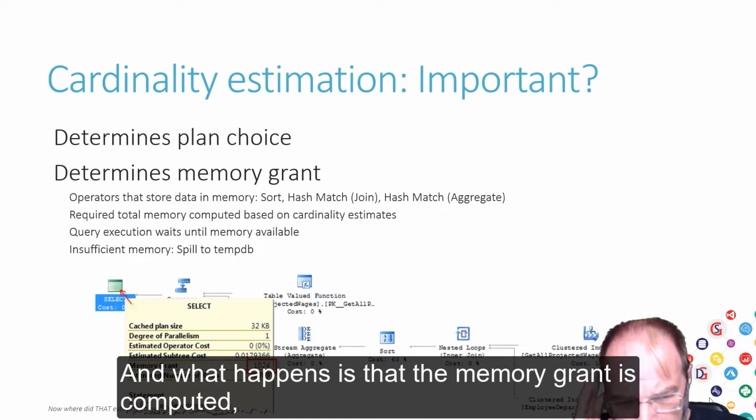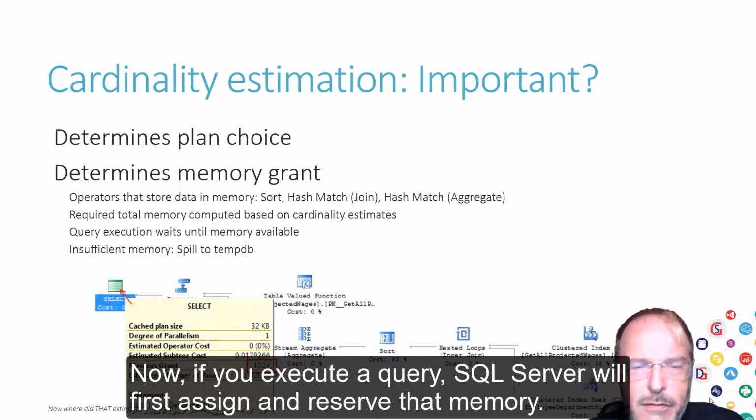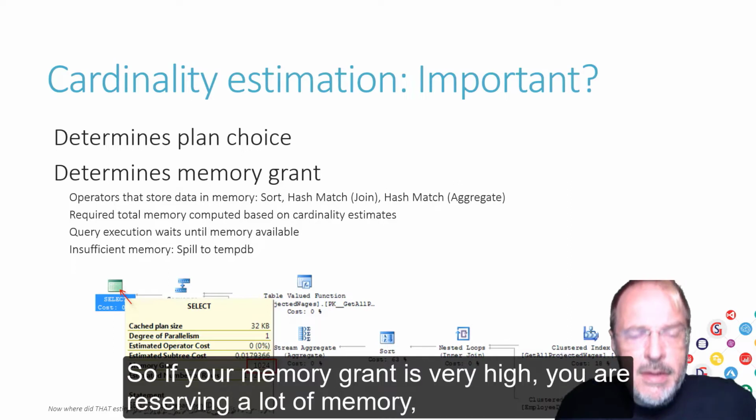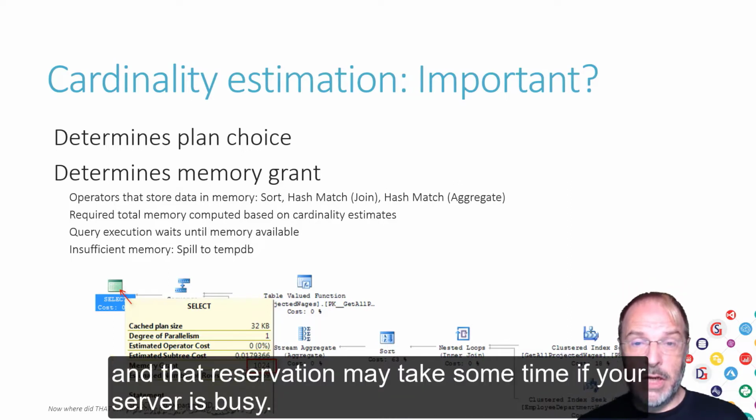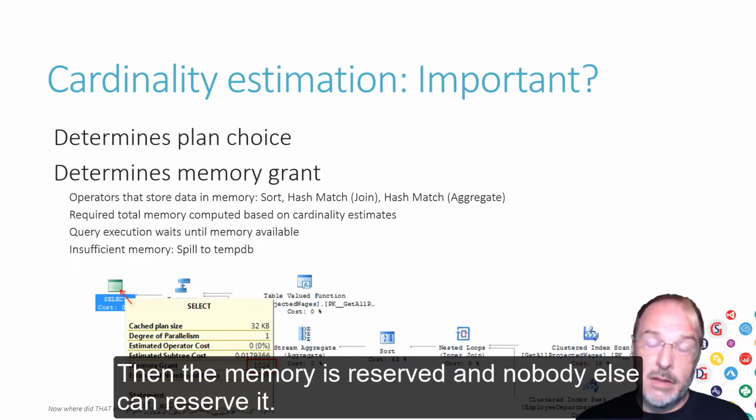And what happens is that the memory grant is computed, and that is based on the cardinality estimates and totaled for the entire execution plan. Now, if you execute a query, SQL Server will first assign and reserve that memory. So if your memory grant is very high, you are reserving a lot of memory, and that reservation may take some time if your server is busy. If the memory is not available, your query will wait until it becomes available. Then the memory is reserved and nobody else can reserve it.